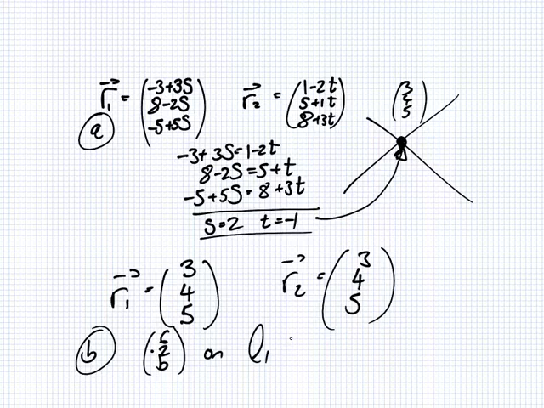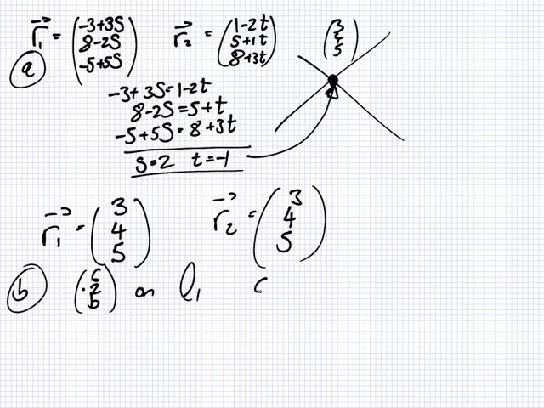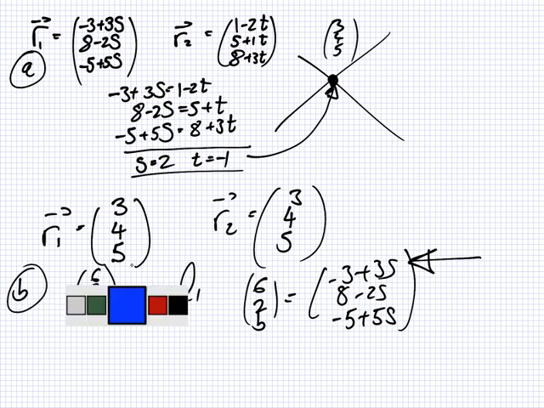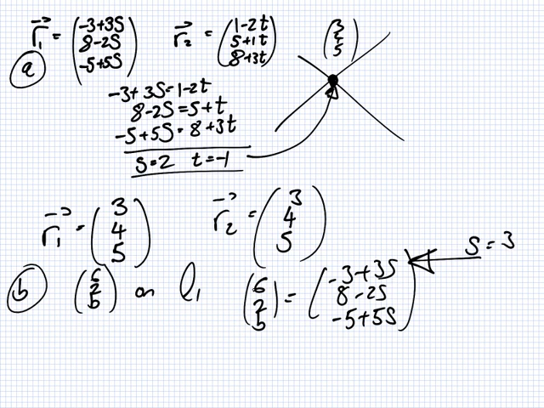So what you do know is, if it's on L1, that means that 6, 2 and b should be the same as minus 3 plus 3s, 8 minus 2s, minus 5 plus 5s. So, look at the first one. What must s be to make these the same? 1, 2. No, not two. Minus 2. Hang on. 2. No, 3. We must have s as 3 because then we have 9 minus 3, which is 6.